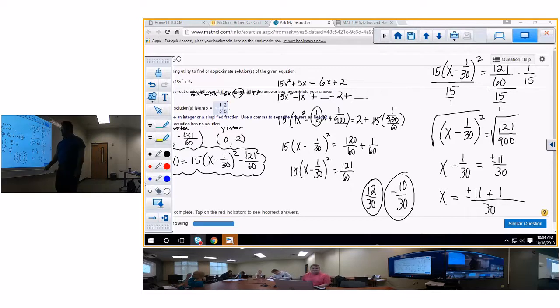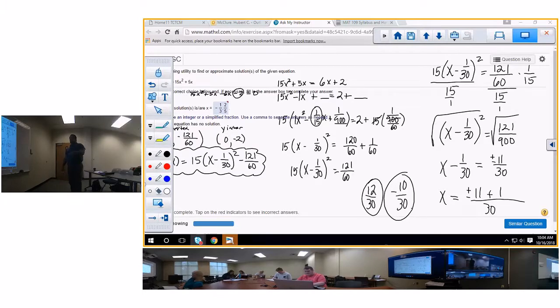Okay, so we've got two x-intercepts. We've got 12 over 30, which is what? 6 over 15, which is 3 over 5, or something like that, which is 0.6. Somebody check that, 0.6.